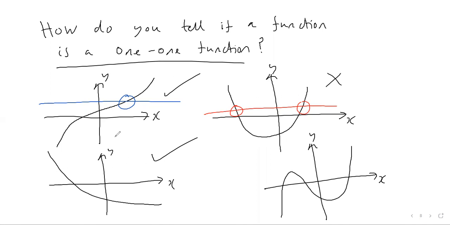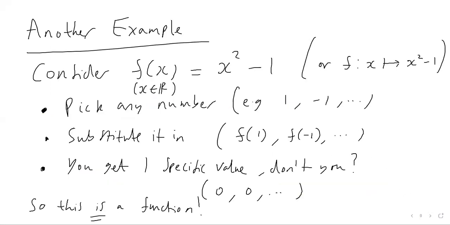Again, with this one here, draw your flat horizontal line. At any point you like, you're always going to get one point of intersection. This is a one-to-one function. Unlike this last one here, this is not one-to-one. We get multiple intersection points with the horizontal line test. This is many-to-one, not one-to-one. Okay, so that's that.